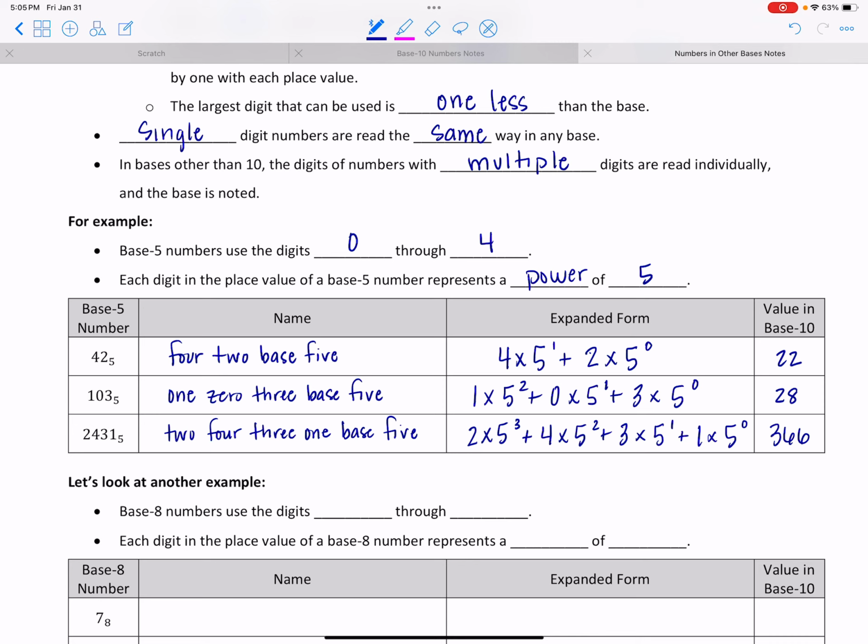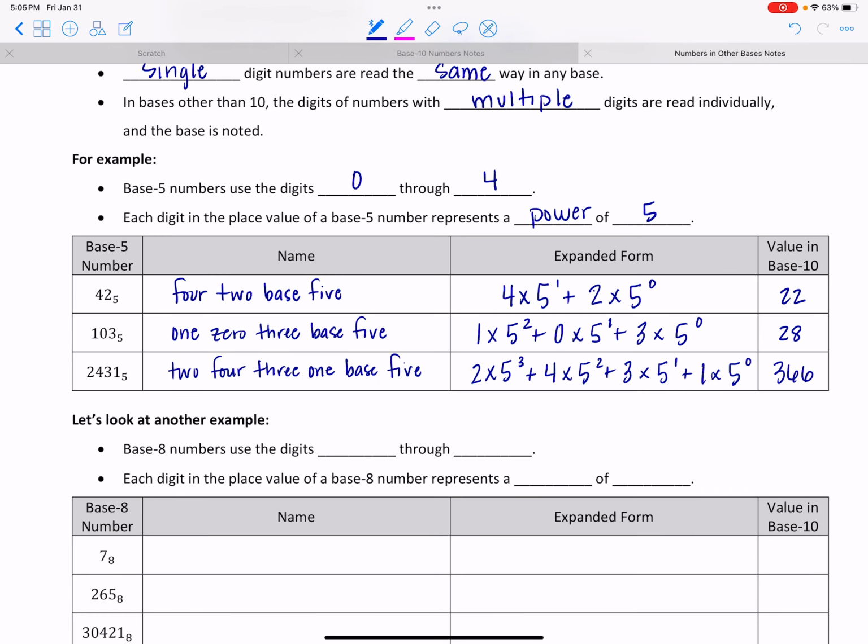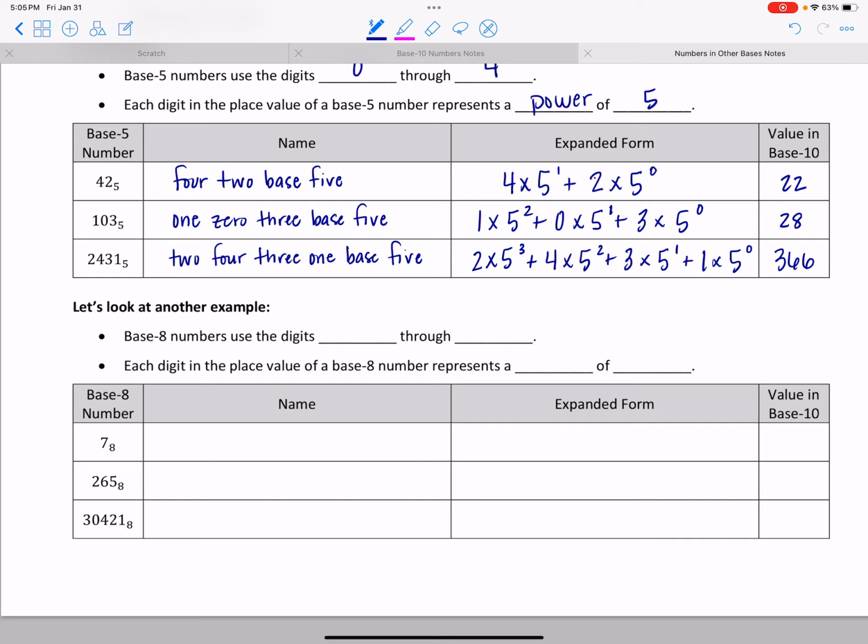Obviously, they look different because they're in different bases. Those digits represent powers of different bases, and so they look different, but they have the same value. 2, 4, 3, 1 in base 5 is 366. Okay? All right, let's try this again, but this time let's look at a different base.